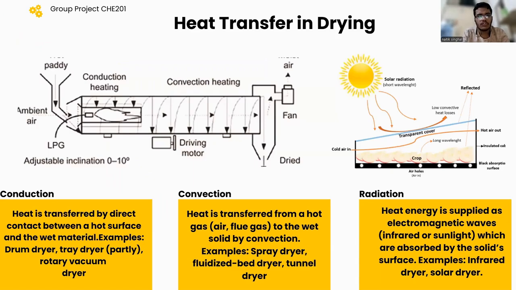Now we move on to heat transfer and drying. Heat transfer can majorly be done via three paths. Conduction, in which heat is transferred by direct contact between a hot surface and a wet material. Examples are drum dryer, tray dryer, and rotating vacuum dryer. Another mode is convection, in which heat is transferred from hot air or flue gas to the wet solid. Examples: spray dryer, fluidized bed dryer, tunnel dryer. Third is radiation, in which heat is supplied as electromagnetic waves, which may be infrared or sunlight, which are absorbed by the solid surface. Examples: infrared rays or solar dryer.